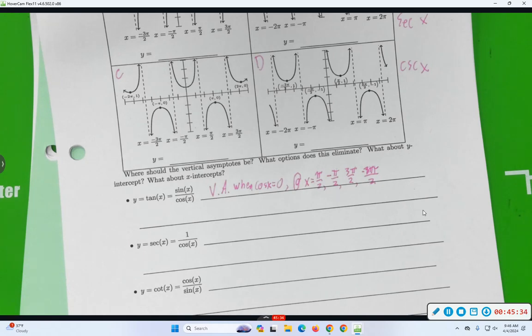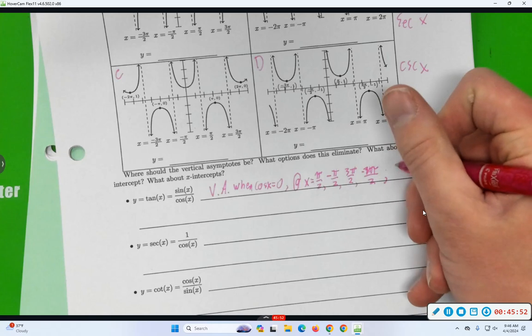So let's go through the questions. Where should the vertical asymptotes be? We listed those. What options does that eliminate? We eliminated some options. What's the y-intercept of the graph of tangent of x? So I guess that means plug in x equals 0. So what's the tangent of 0? 0.